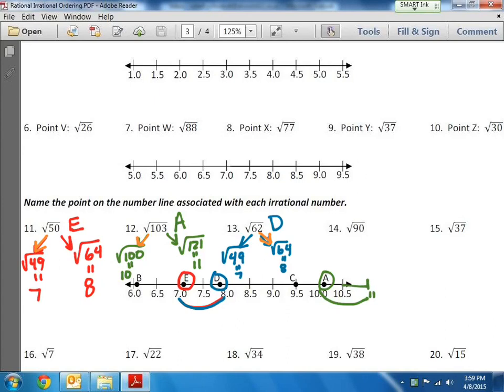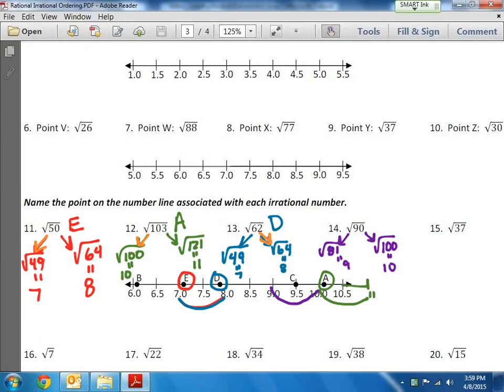Okay, 14. The square root of 90 is not a perfect square. Okay, let's find the two that are closest. The one below 90 is 81, whose square root is 9. And the one right above it is 100, whose square root is 10. So it's somewhere between 9 and 10.